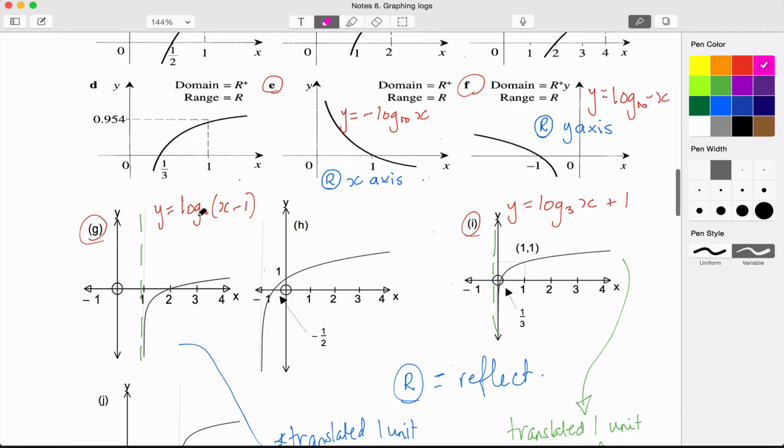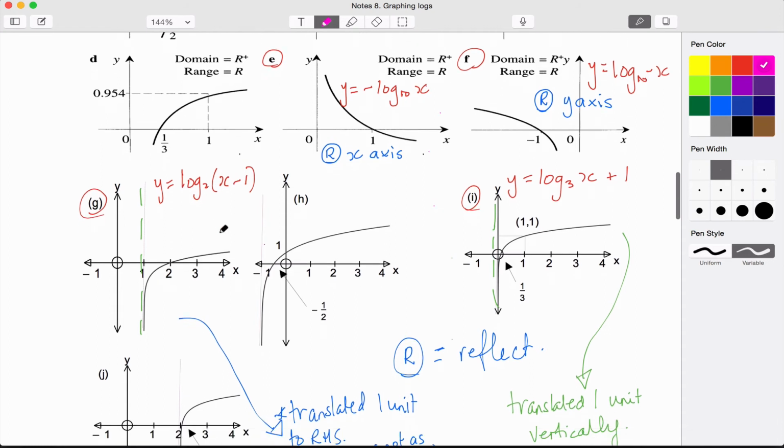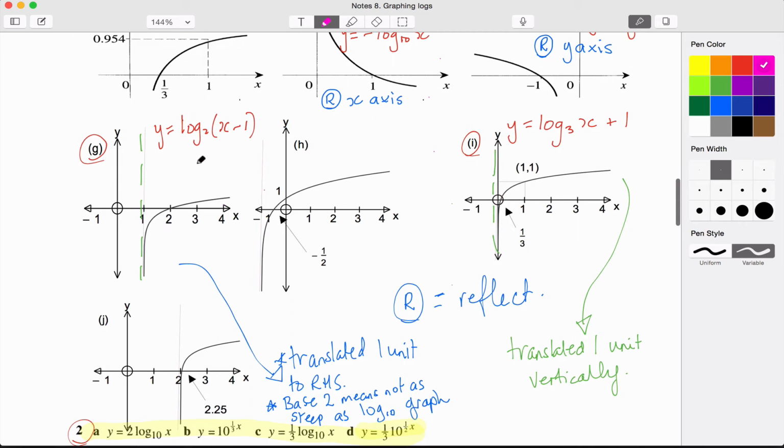Question G has this problem here, and there's a two-parter for this one. First one I want to point out is that the base 2 down here will make the graph, when you draw it, not as steep as the ones you've been drawing for log 10 of x. So smaller number means not as steep, higher number will mean more steep, for the base that is. Hard to show though on a graph, so not terribly important, but you just need to know it in case you need to draw two on the same axis, and that's how you would show a difference.